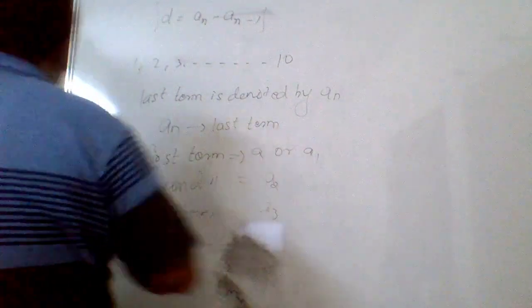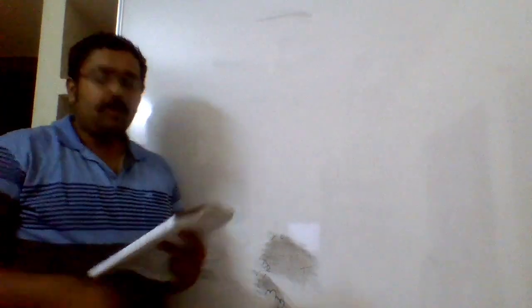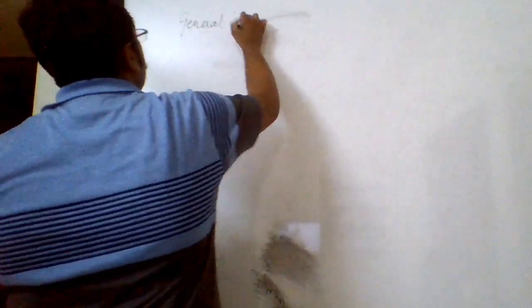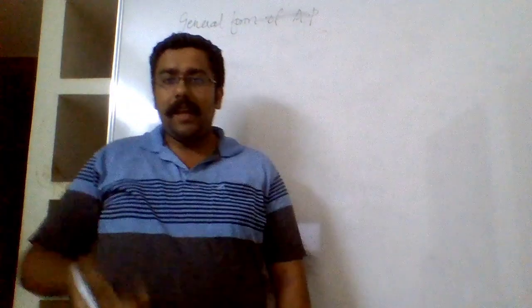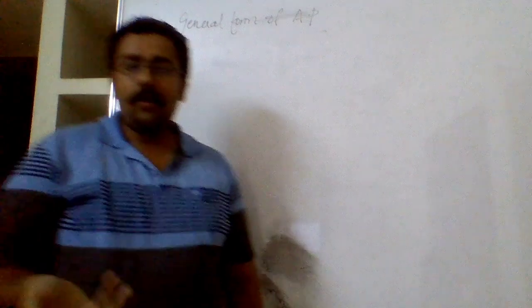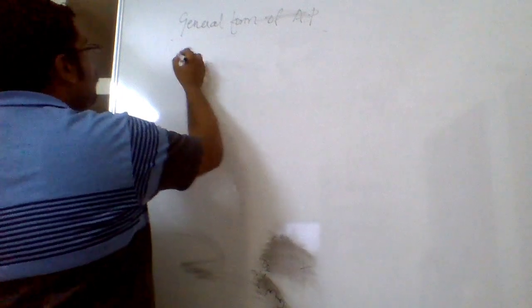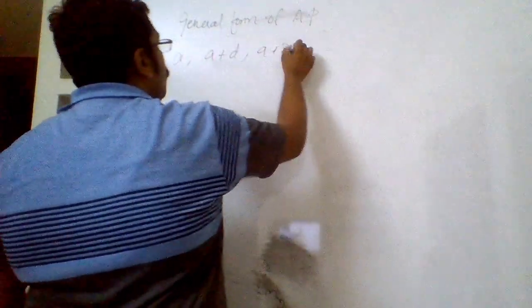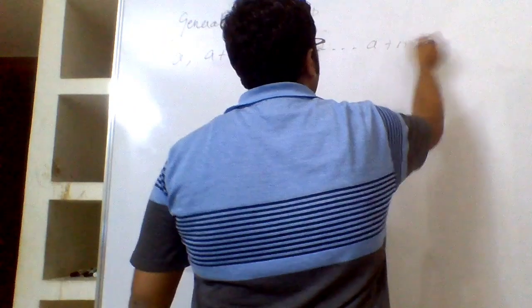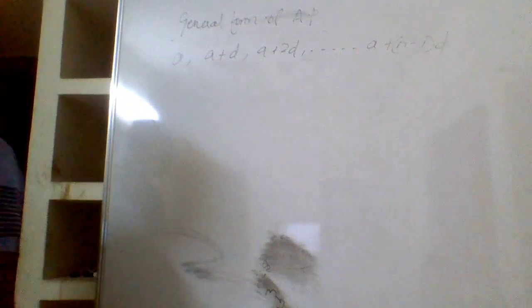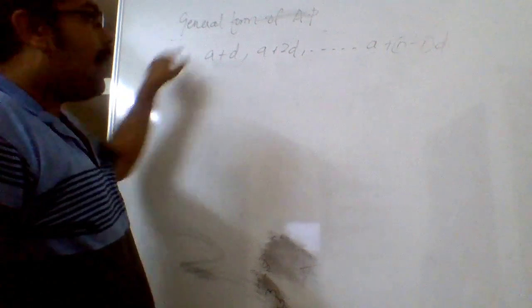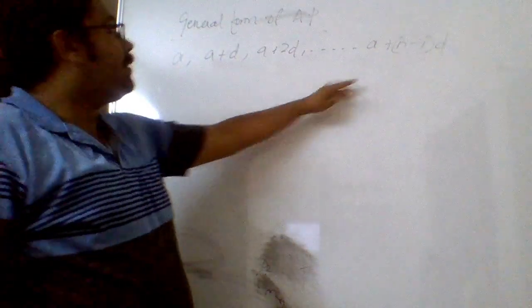Then the next topic. So I am going to continue the next topic. The next topic is the general form of AP. So I told you that the first term is denoted by A1, the second term is denoted by A2, the third term is denoted by A3, and so on. So there's a general form of AP. The form is A, A plus D, A plus 2D, etc. And the last term is A plus n minus 1 into D. So the first term is A, the last term is A plus n minus 1 into D. So this is called the general form of AP.